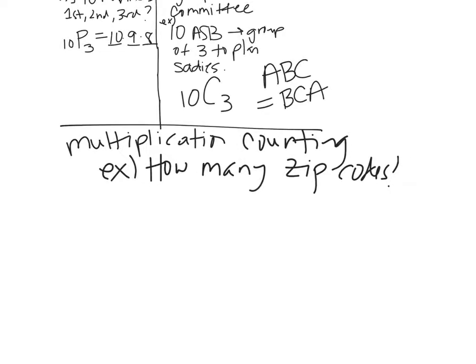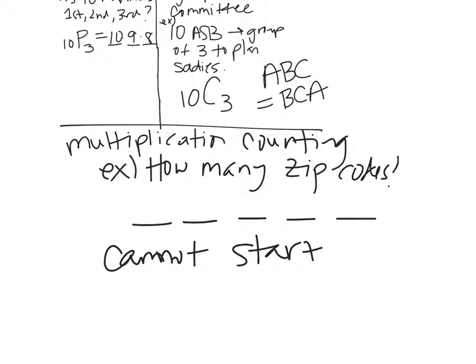All right, how many zip codes are there? Well, there's 1, 2, 3, 4, 5 numbers in a zip code. But let's say I tell you that it cannot start with a 0.